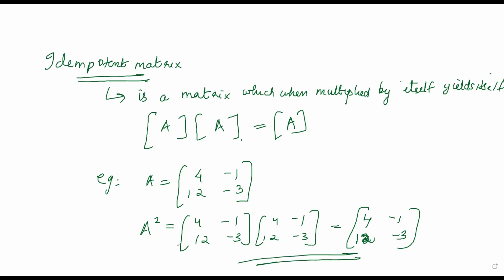See, I got A square is equal to A. A square is equal to A itself. So this is an idempotent matrix.